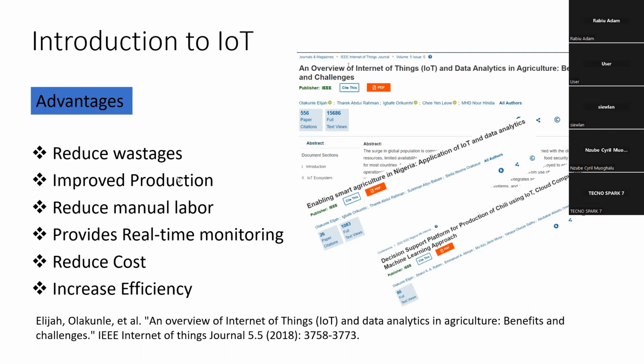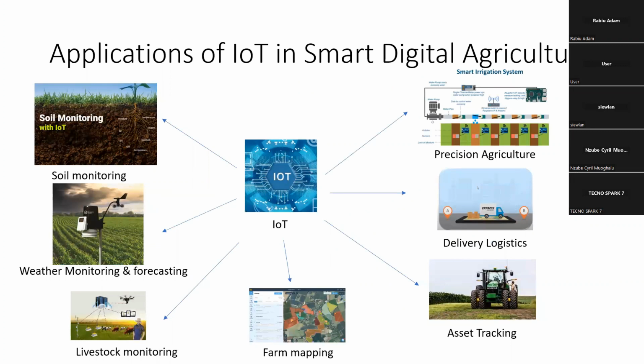Okay. So now I will talk about some of the applications of IoT in smart digital agriculture. First is soil monitoring. This is very important. Then you have weather monitoring and forecasting. With the climate change and all that is happening all over the world now, weather monitoring and forecasting has become more and more important. Livestock monitoring as well, farm mapping, asset tracking, delivery logistics, and precision agriculture. So let's look at them one after the other.